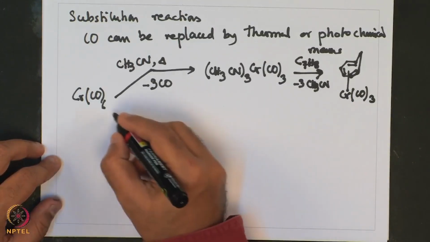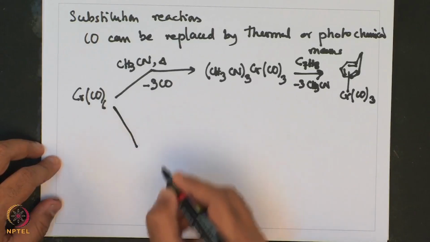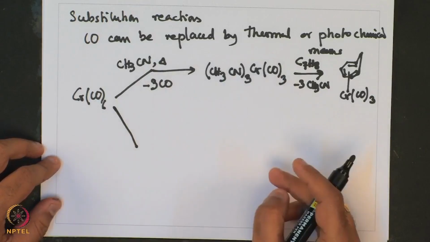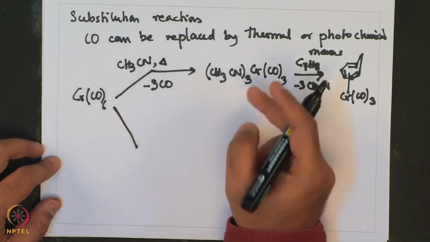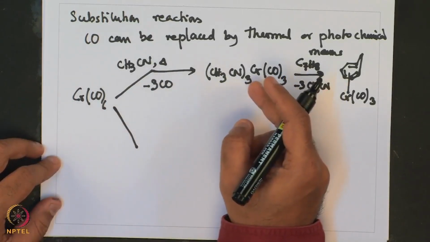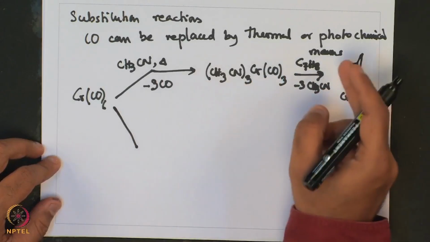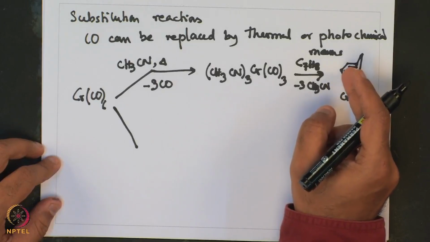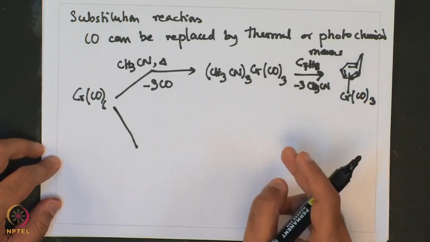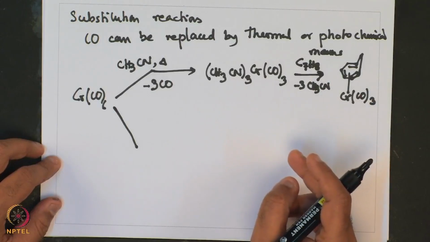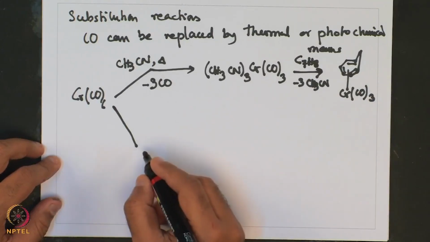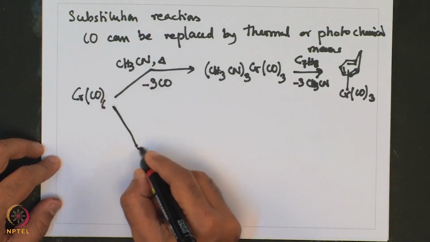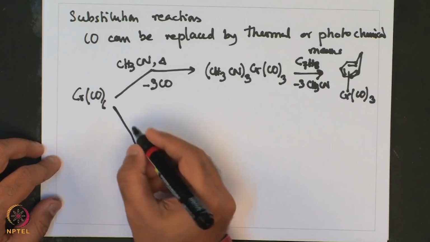Now, the way the substitution happens is that CO is first replaced by a labile ligand, followed by the addition of the second ligand. Now, this is a standard method for synthesizing low oxidation state carbonyl complexes. Now, this was done thermally. The same strategy can be used photochemically.